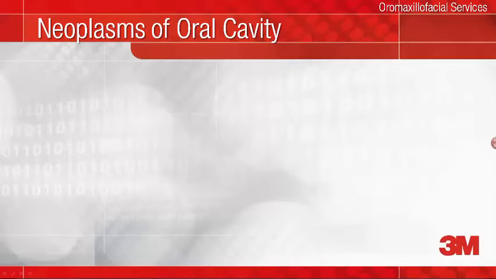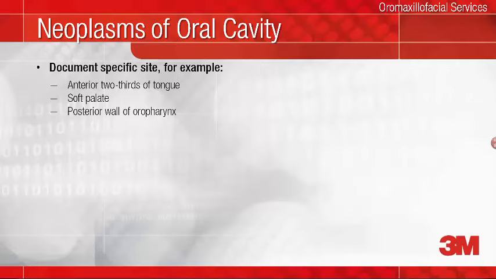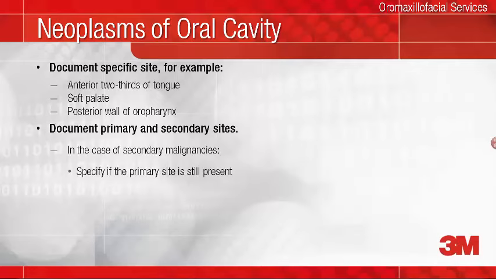As I mentioned earlier, ICD-10 has greater specificity for anatomical site. Be sure your documentation is as specific as possible when identifying the anatomical location of a neoplasm, such as neoplasm of the anterior 2/3 of the tongue, the soft palate, or the posterior wall of the oropharynx. Unchanged from ICD-9 is the classification of malignancies as primary or secondary, which is a particularly problematic area of documentation for coders.